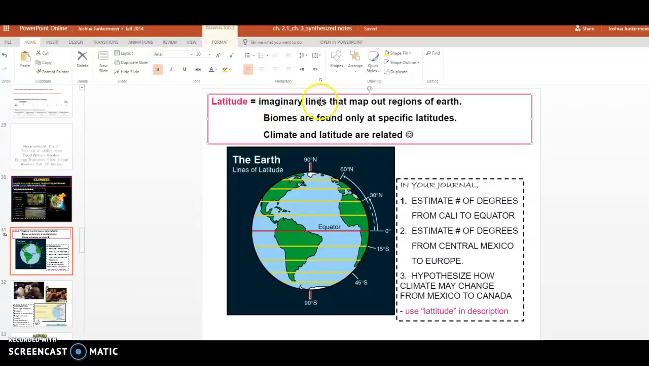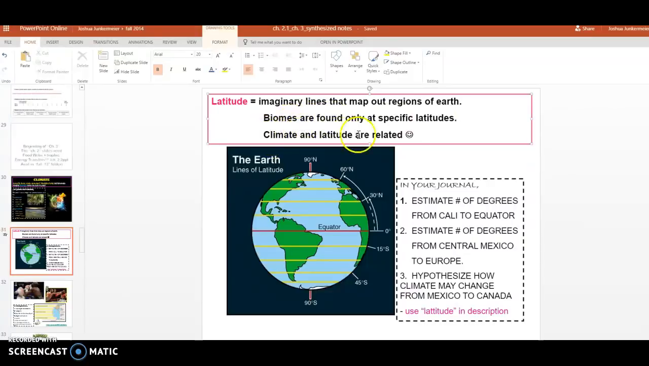It's imaginary lines, not real. We use it to map the Earth, but they're not really there, of Earth, and it says biomes are found only at specific latitudes. So there's that word biomes again. We haven't learned what biomes are. That'll come, don't worry. But biomes sound like they're certain areas at certain latitudes, and they have a certain climate, okay? So we're learning, so there's something about the environment. We find them at latitudes, specific latitudes.